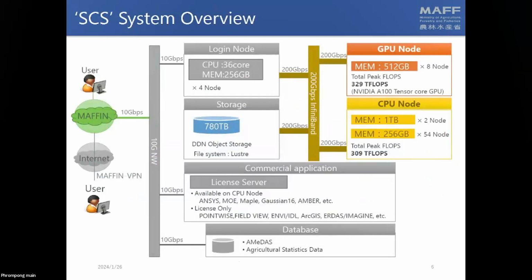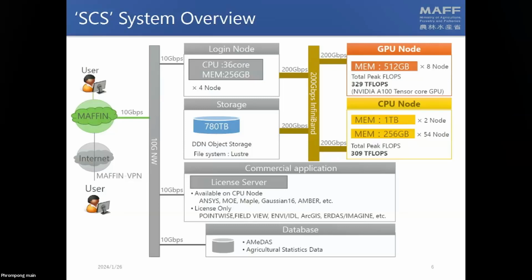Let me explain the system overview of SCS. Starting from the user access route. Users need to connect to the institute's network. Accessing it from the internet is done through VPN services. Logging in to the login nodes can be done through SSH connections using public key authentication or via remote desktop using VNC Viewer.